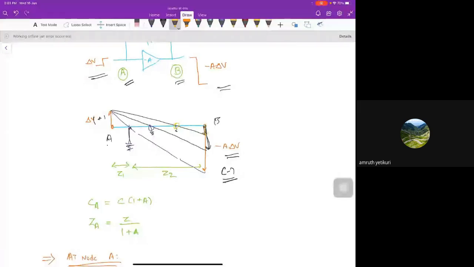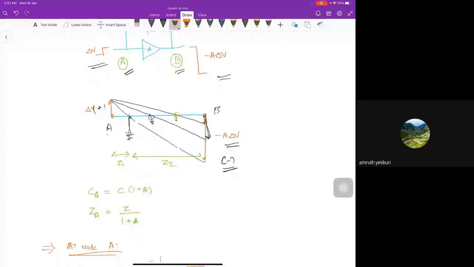Physically it means that, between A and B, in this kind of scenario, the impedance looking from the A side and looking from the B side is different with respect to ground. That is the thing that I want to make clear here. So here the impedance is Z1, and here this impedance is Z2. Similarly for this, the impedance is Z1 here and Z2 here.